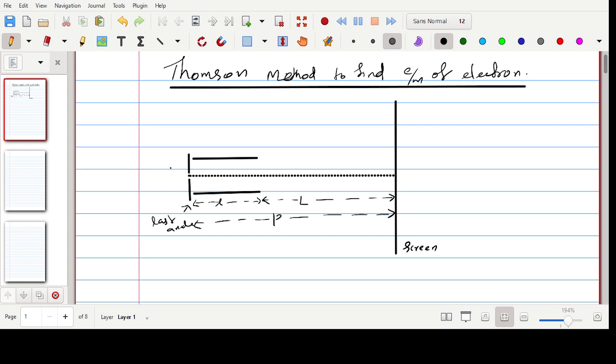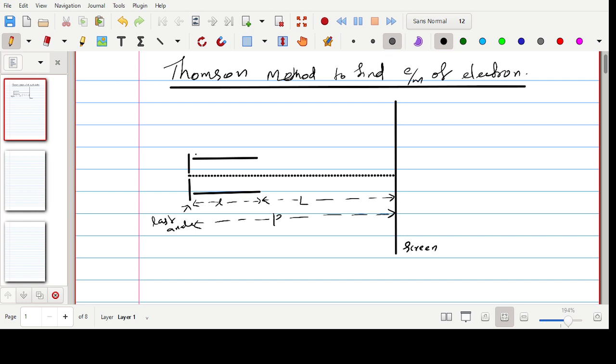We have several anodes here. Then the electron gun is situated somewhere here. From that, electrons are ejected, and they are accelerated towards the anode. The anodes have slight slits. So through that slit, the electron beam is ejected outwards.